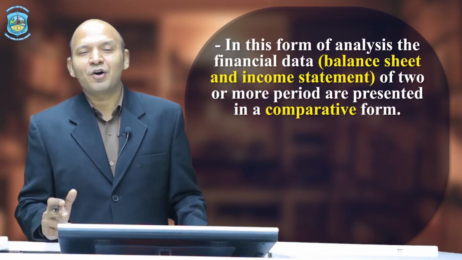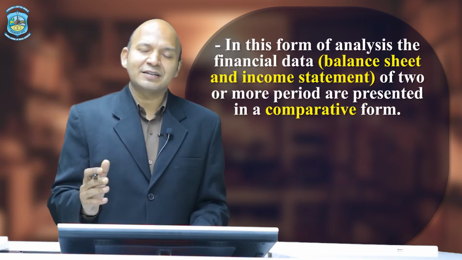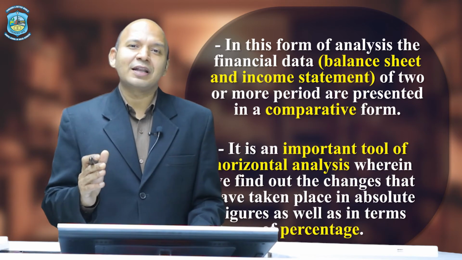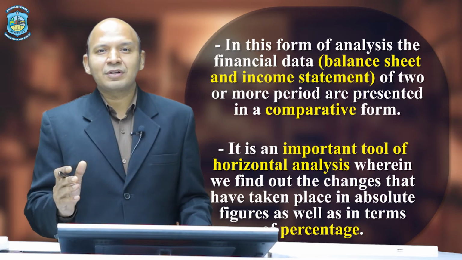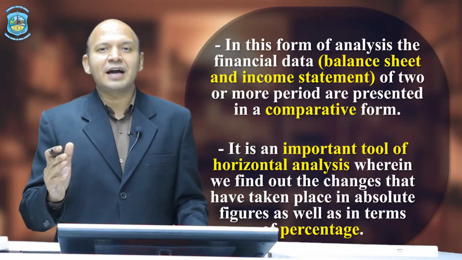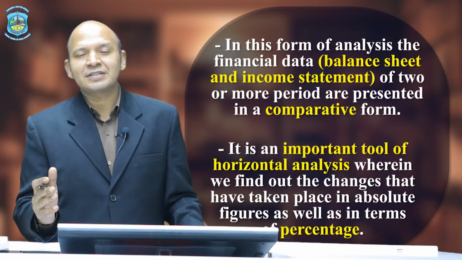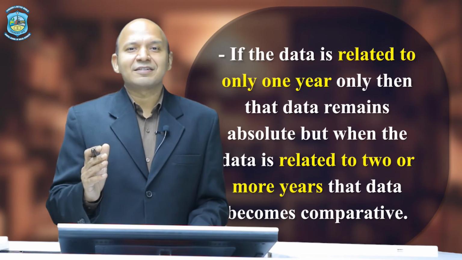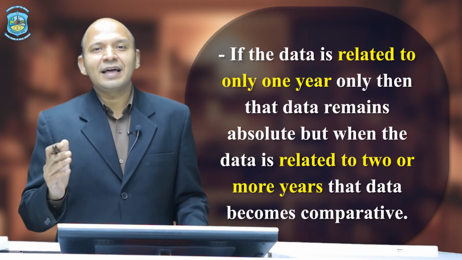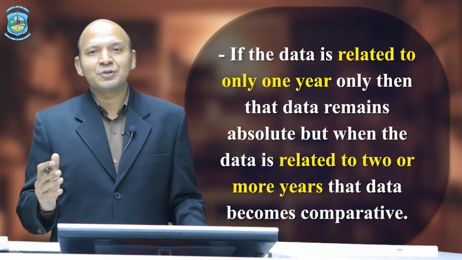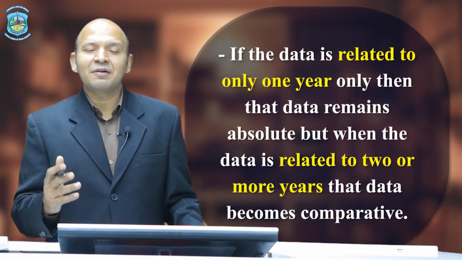In this form of analysis, the financial data of 2 or more years is presented in a comparative form. It is an important tool of horizontal analysis wherein we find out the changes that have taken place in the items of the balance sheet or profit and loss account in absolute figures as well as in terms of percentage. When the data is related only to 1 year, that data remains absolute. But when the data is related to 2 or more years, that data becomes comparative.